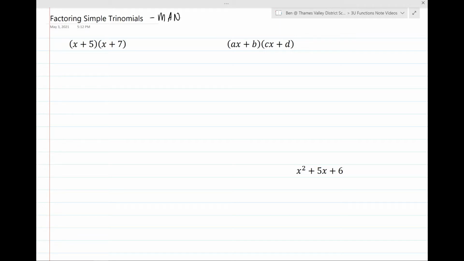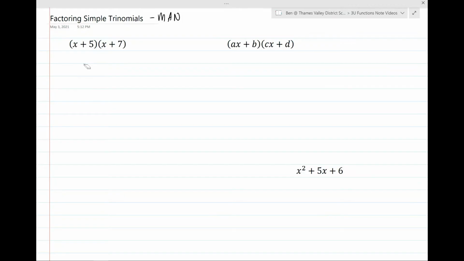So factoring is breaking something down, breaking an expression down into factors, rather than having it in a sort of standard form. So if I take a look here at two factors, I'll start off with two factors, and that's x plus 5 and x plus 7. We'll start off with these.